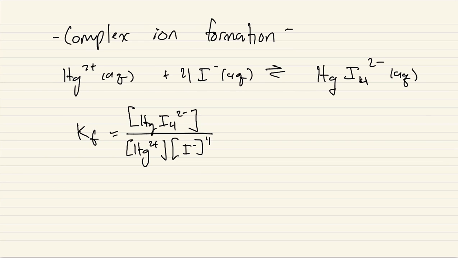In Kf, these values tend to be very large, right? Which means that if this value is large, we're talking like 10 to the 30, 10 to the 20, something like that. That means what's favored at equilibrium?